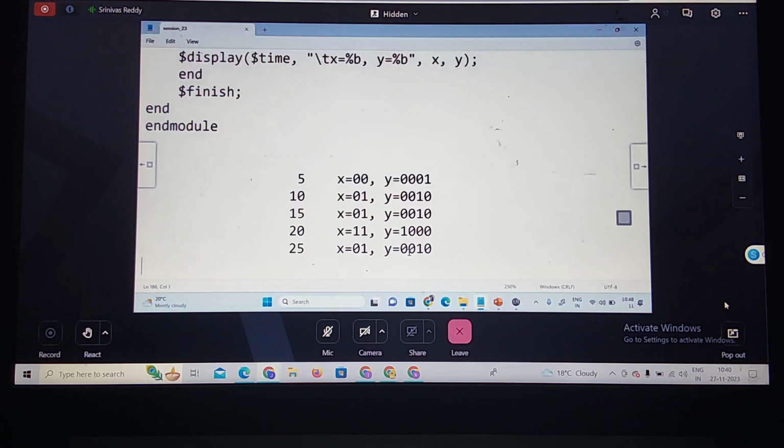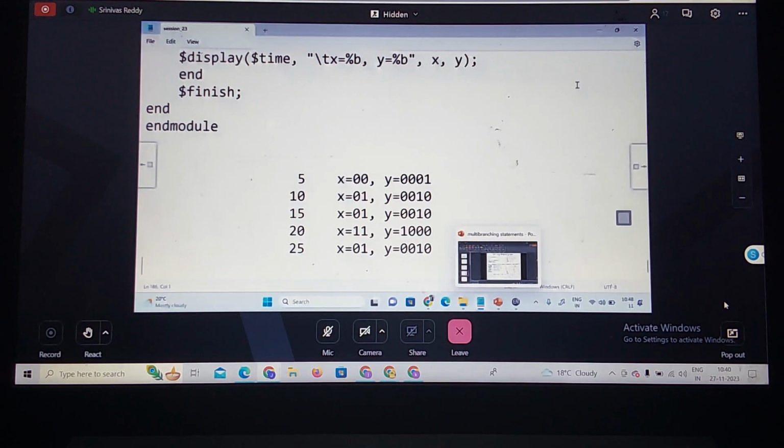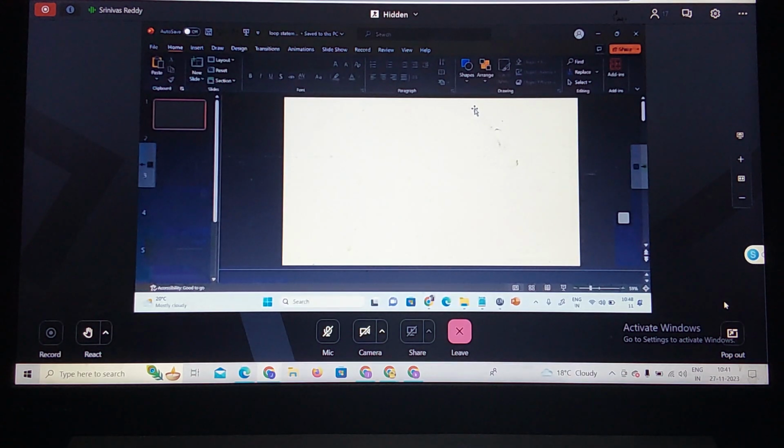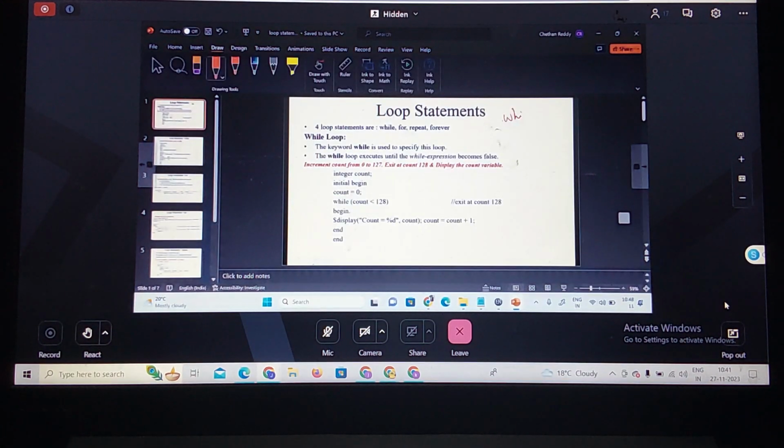Now the next type of control structures is loops. So what are the loops in Verilog? The while loop, for loop, then repeat, then forever loop. Knowingly or unknowingly, we are using repeat. Correct? We rarely use the for loop.